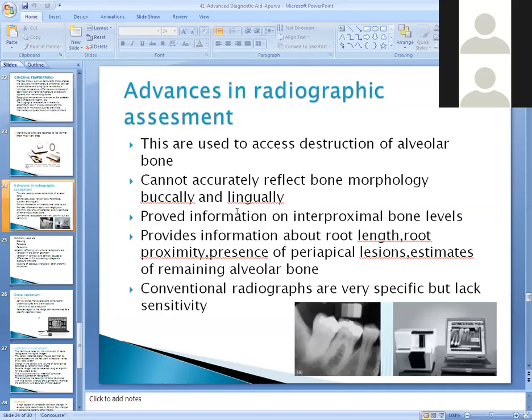Okay, we'll discuss advances in radiographic assessment. Usually we record IOPA, but for IOPA there should be some amount of loss of bone. Almost 30% bone loss should be there. Then only it will be visualized in your IOPA. So that is the main drawback related with IOPA.